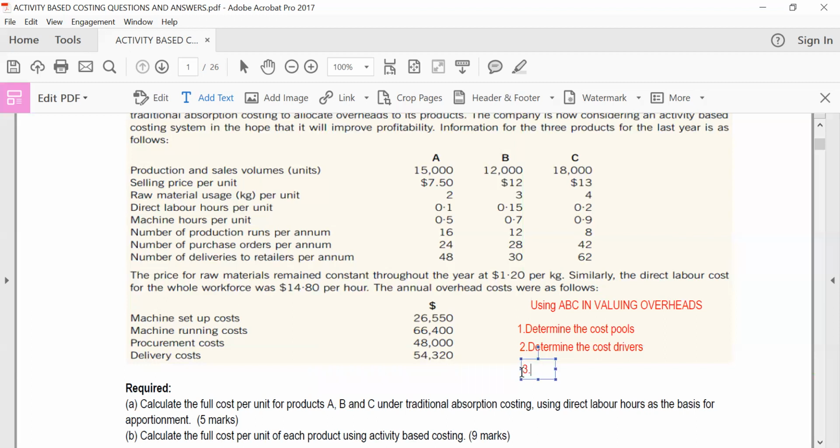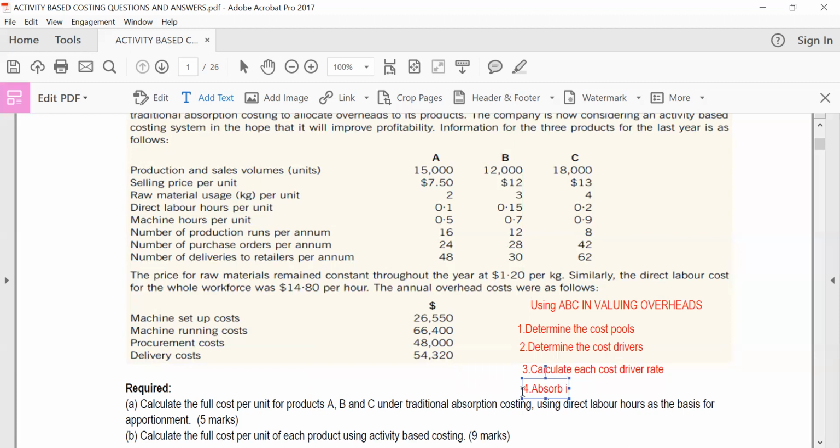Step three, calculate each cost driver rate. Here it calculates a lot of cost driver rates. How do you calculate it? The cost driver rate is calculated as the cost pool over the cost driver. And step four, you absorb.